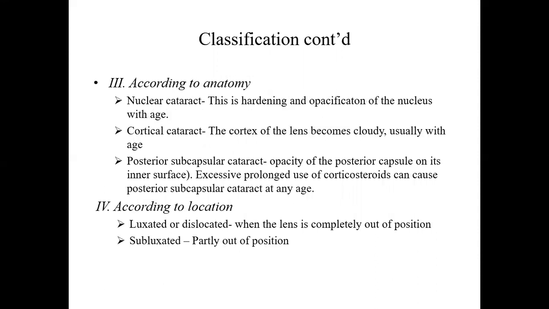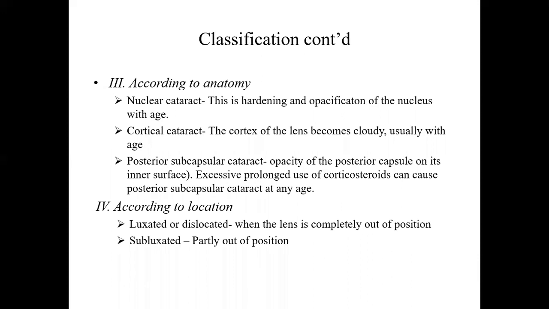So it can be classified according to anatomical position. There is the capsule, there is the nucleus, and there's the cortex as major parts. If the hardening and opacification starts within the nucleus, we call it nuclear cataract. If the surrounding cortex is the one that starts hardening and becomes opaque, we call that one the cortical cataract.